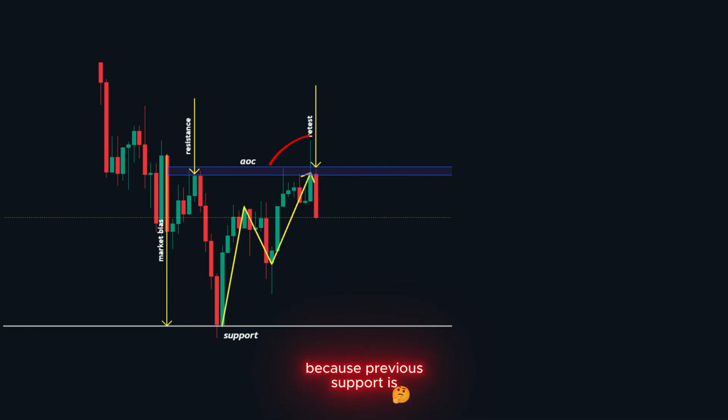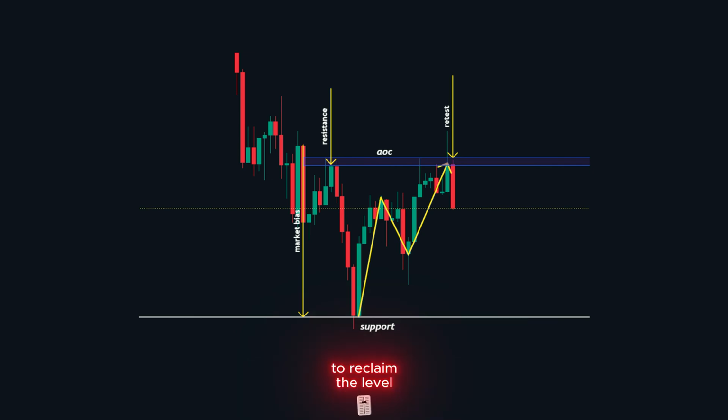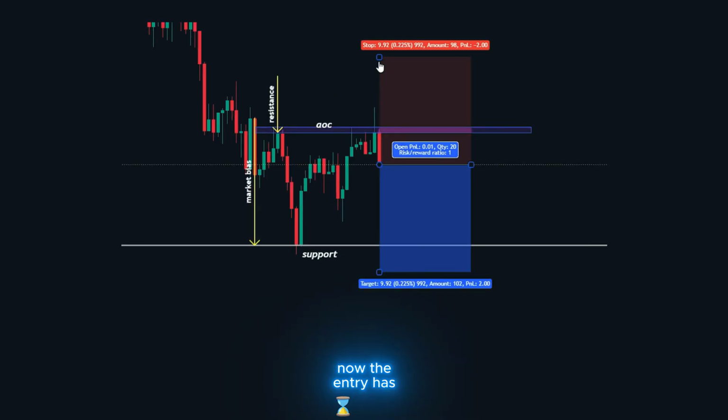This zone matters because previous support is now acting like resistance. That is a classic price action idea, but the mistake is entering only because price touched the zone. The touch is not the trade. The rejection is not even enough by itself. I need to see price fail to hold above the AOC. I need to see the retest reject. Then I want the candle to close back in the bearish direction, showing that buyers failed to reclaim the level. That is where the trade idea becomes cleaner. Now the entry has logic.